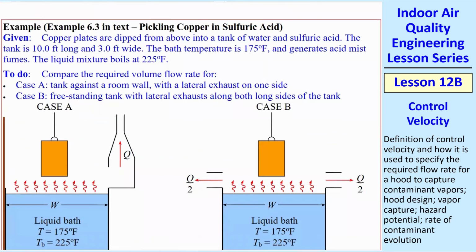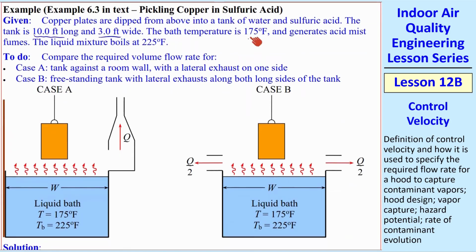I'm going to do an example, which is the same one in the text, so you can look in the text for a little more detail. You're dipping these copper plates into a chemical bath, which has sulfuric acid to clean them. We have the dimensions of the tank, the bath temperature, and it's an acid mist. The liquid mixture boils at 225. Obviously, T boiling is greater than T itself because the temperature can't exceed the boiling temperature.